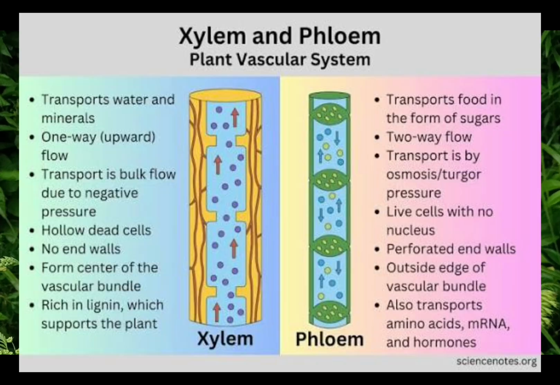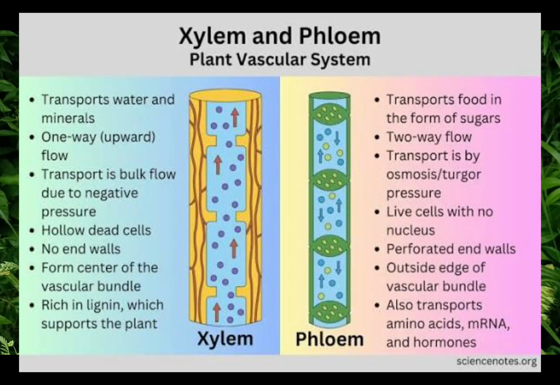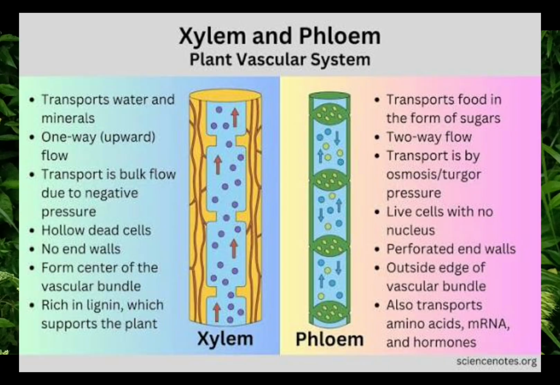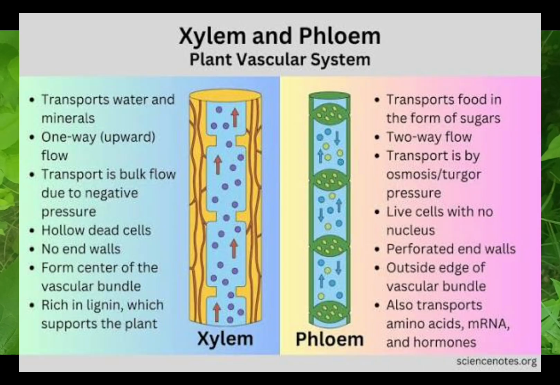Now, the phloem transports sugars, like from photosynthesis, and they move in the direction from the leaves to the rest of the plant. These cells are generally always alive and require companion cells for metabolism.